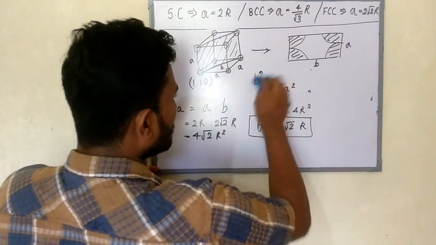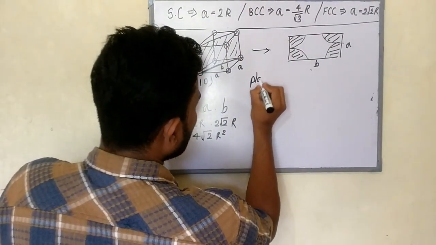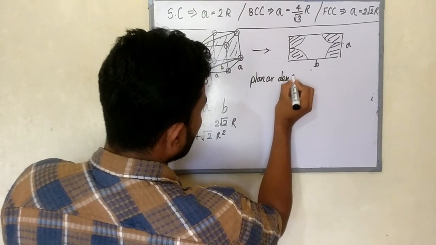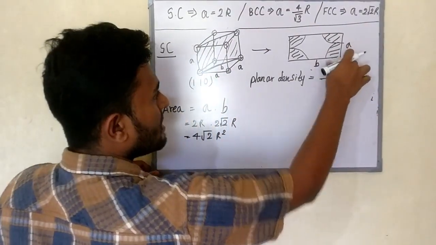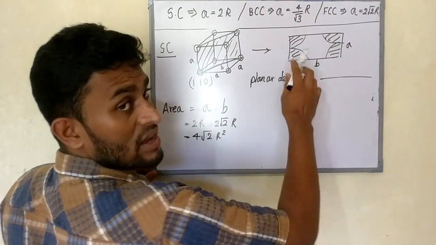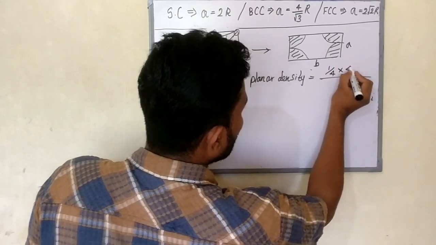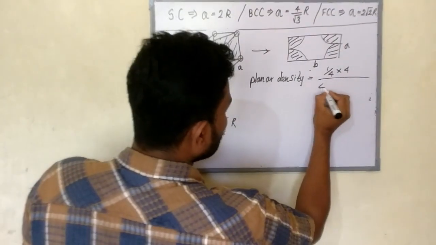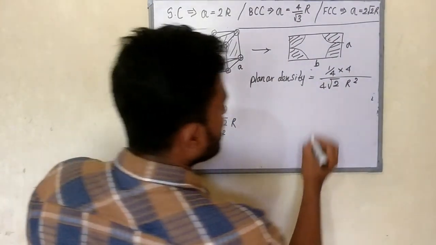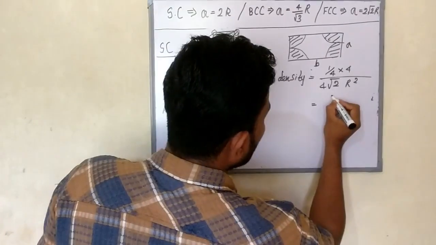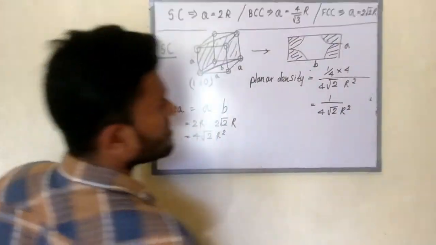Now we can find out the planar density. Your planar density equals the number of atoms centered on the plane. Here 1 over 4 into 4 atoms are shared. So 1 over 4 into 4. Here the area is 4 root 2 R squared. So your answer will be 1 over 4 root 2 R squared.